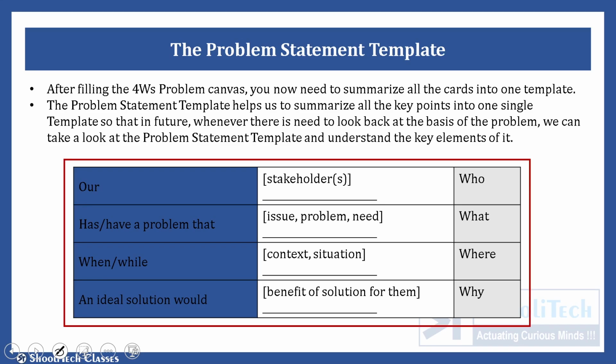Here we have the format of a problem statement template. This cell of the first row contains the findings of who canvas. Means we write about who are the stakeholders. Here we have the findings of what canvas. Means we write about the problem. Here we have the findings of where canvas. Means we write about the context or the situation of the problem. And here we have the findings of why canvas. Means about the benefits of the solution of the problem.